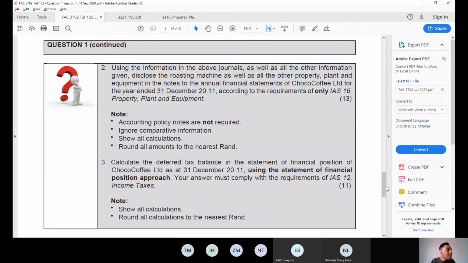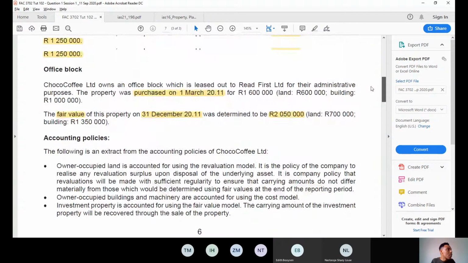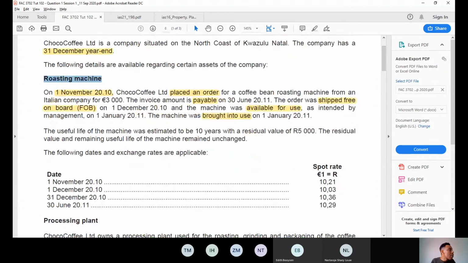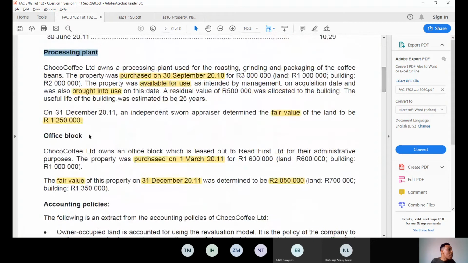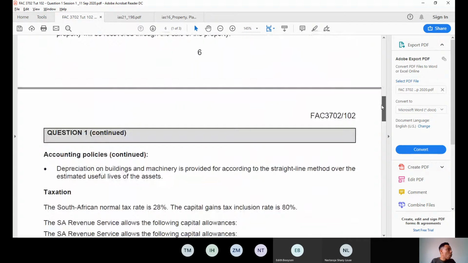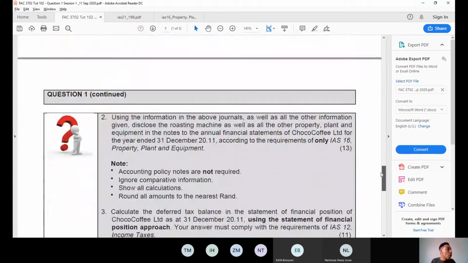Now, the IAS 16 items that we know of in this question are only the roasting machine as well as the processing plant, but not the office block. The office block is accounted for in terms of IAS 40, which is investment property. Right? Okay. Now, I'm just going to show you quickly the skeleton.